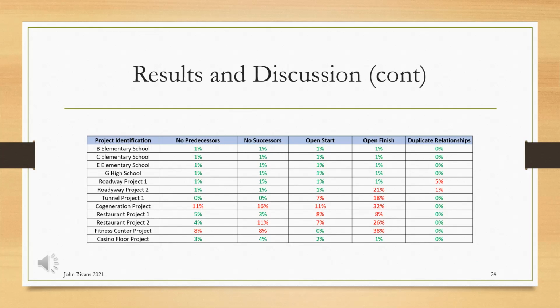With respect to the no predecessors metric, of the 12 projects evaluated, only 2 projects failed to meet the threshold for this metric, those being the cogeneration project and the fitness center project. An activity without a predecessor does not have a set start date unless it has a constraint as well. This may result in an activity whose start date is parallel to the data date of the project and shifts every time the data date is updated.